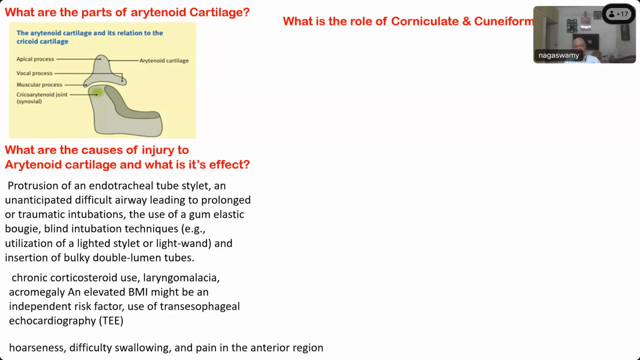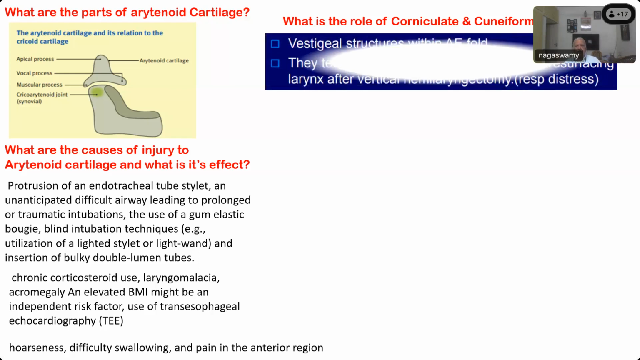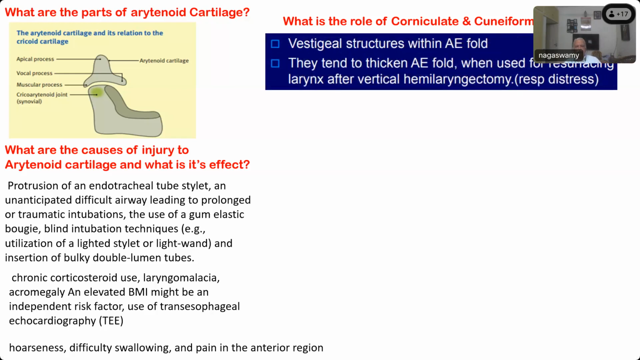Do they have, you saw in the earlier picture, they are almost in line with the arytenoid cartilage in the aryepiglottic fold. They are situated there. So they are vestigial structures which are present in the aryepiglottic fold. They tend to thicken the aryepiglottic fold when used for resurfacing the larynx after vertical hemilaryngectomy. So that is the only use for that.